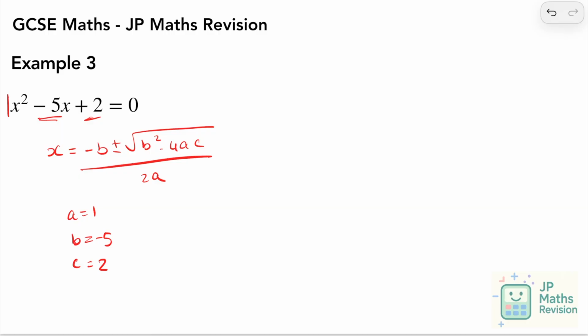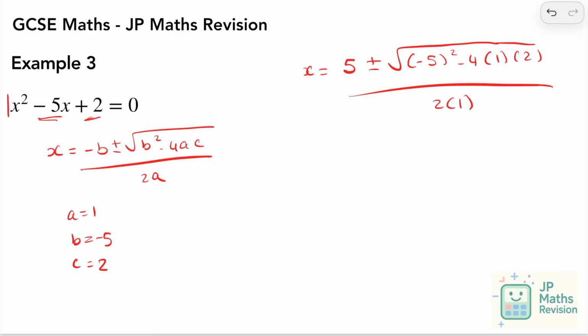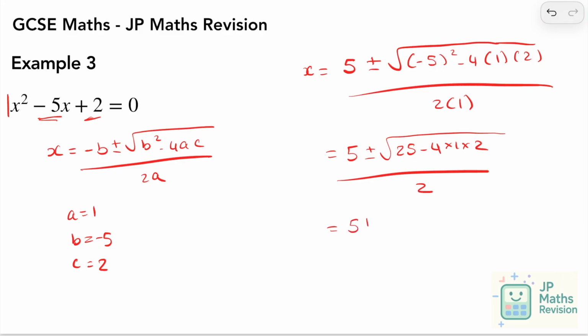So if I plug the numbers in, we have x equals minus 5, so that actually becomes a plus 5, plus or minus the square root of b squared, so I'm going to put minus 5 squared, minus 4 times 1 times 2, all over 2 times 1. So that's going to be 5 plus or minus the square root of minus 5 squared, which is 25, minus 4 times 1 times 2, over 2. So that is 5 plus or minus the square root of 25, take away 8. So that is 17 all over 2.